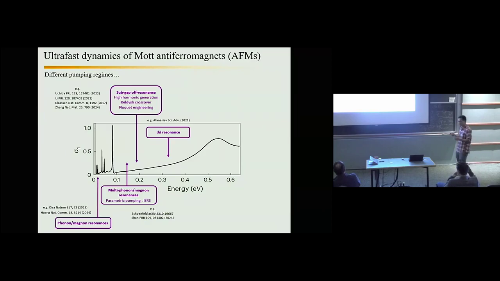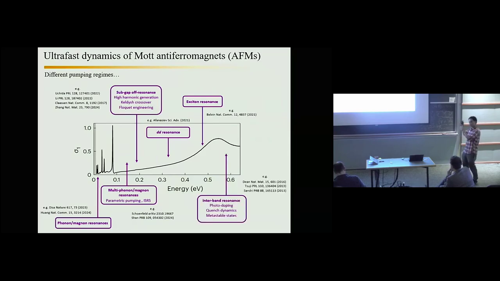Further up, you start encountering dd resonances, and there's been, again, a big body of work looking, for example, at how resonantly exciting dd transitions can modify exchange or magnetic anisotropies in systems as a means of exciting collective modes or designing new magnetic phases. And then at higher energies near the band edge, you can excite exciton resonances, for example, and affect other collective degrees of freedom this way.